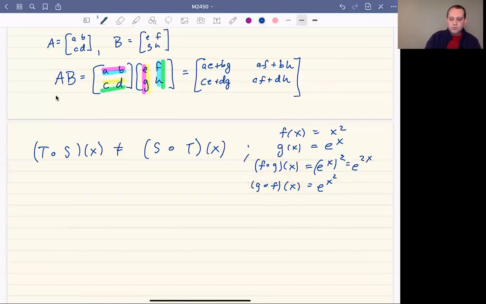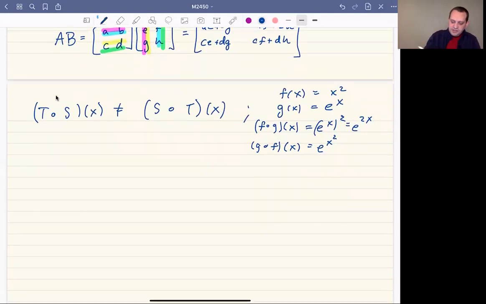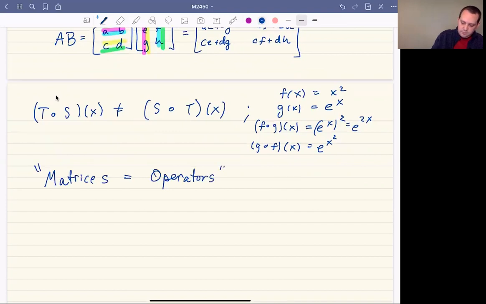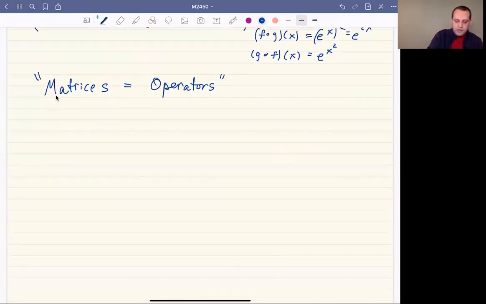All right, so that at least explains a little bit about why matrix multiplication is the way it is, that it's consistent. We can think of matrices as linear operators. This is a thread that we're going to pull at all semester. So matrices are operators. By an operator, all I really mean is a function. So we can think of matrices as these functions like T and S that we had before. And what I want to do now is describe the process in general.